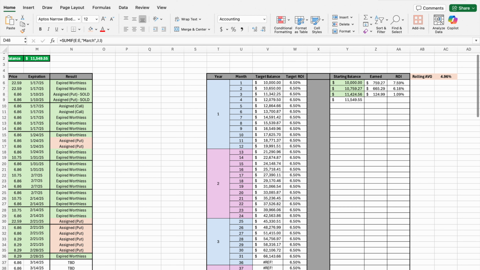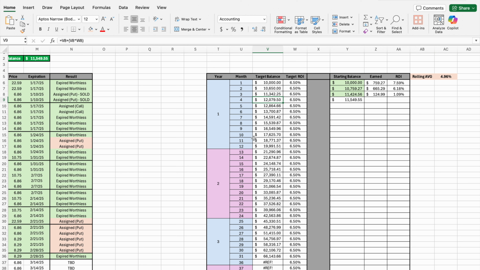We're trying to hit that 6.5% ROI goal every single month. I put the $124.99 in the table. March percent is down right now, right? We're at 1.09%, but we have about 3.5 weeks left, based on when March ends. I'll have to look at a calendar, but we have quite a bit of time to make up the remaining ground.